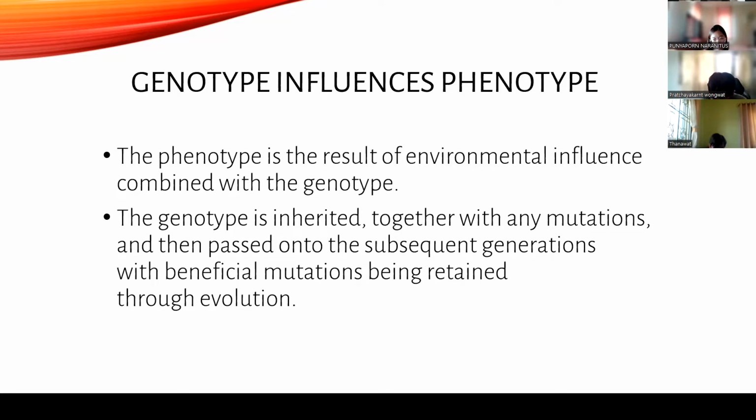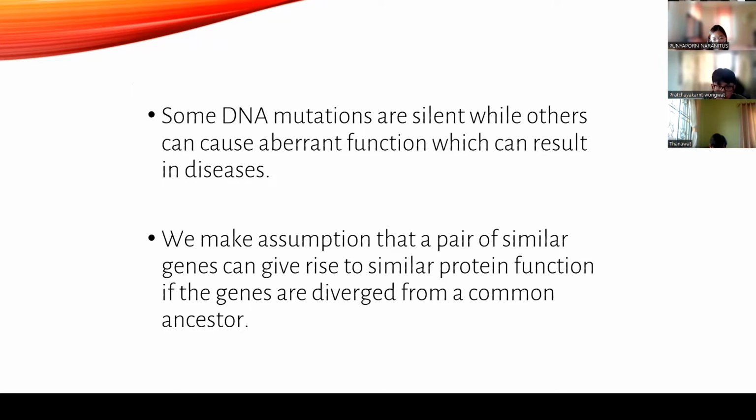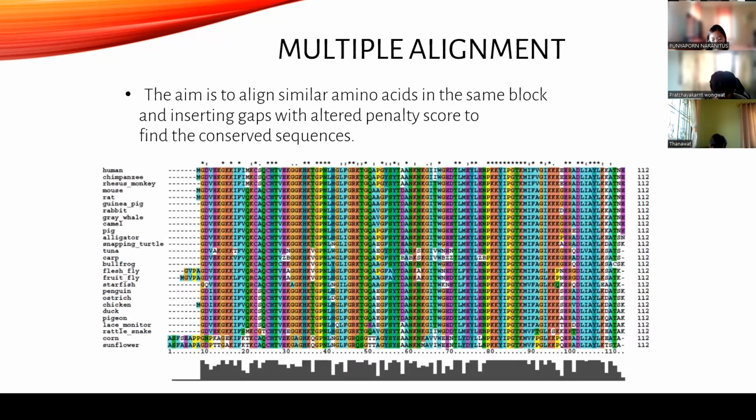So through evolution, basically we want to find which DNA mutation causes aberrant function which results in diseases. And we also make the assumption that a pair of similar genes can give rise to similar protein function if the genes diverged from common ancestors. So what I mean is this: we want to find the sequence and also several other sequences which are similar, because these similar sequences show that they should adopt similar function.